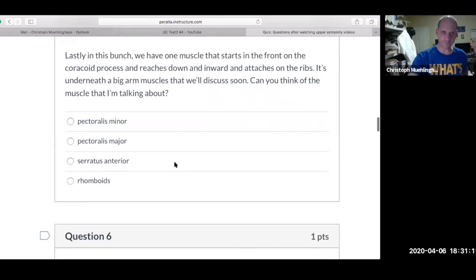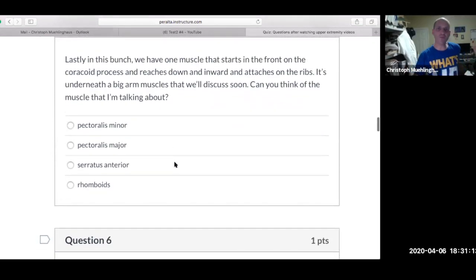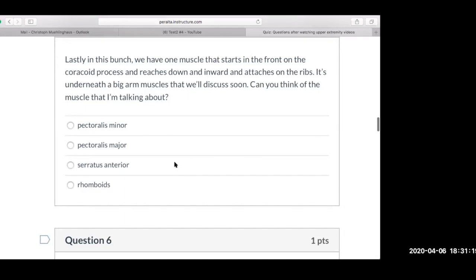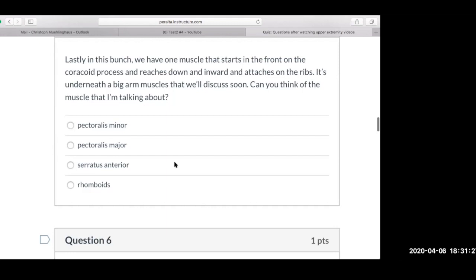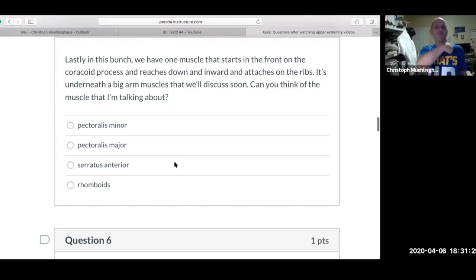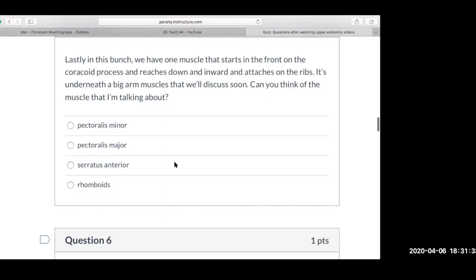Cinque. Lastly, in this bunch, we have one muscle that starts in the front of the coracoid process and reaches down and inward and attaches on the ribs. So underneath a big arm muscle that we'll discuss soon, the big muscle is above that. Can you think of that deeper muscle on the inside? The pectoralis minor. The pectoralis minor, right here, that one. Good. Pec minor.